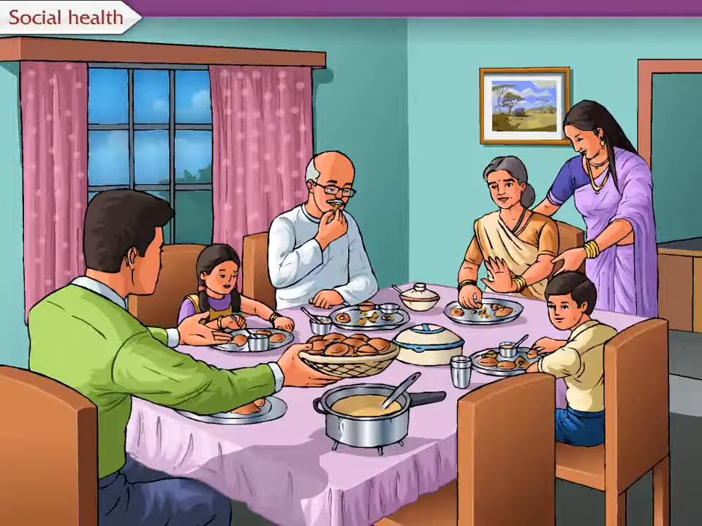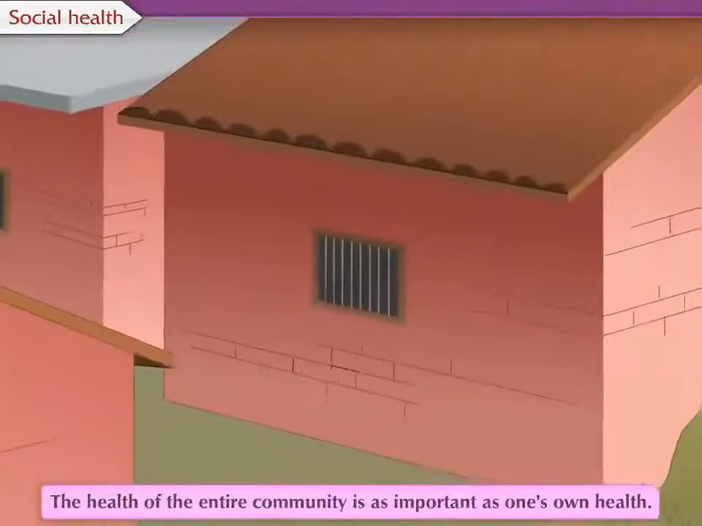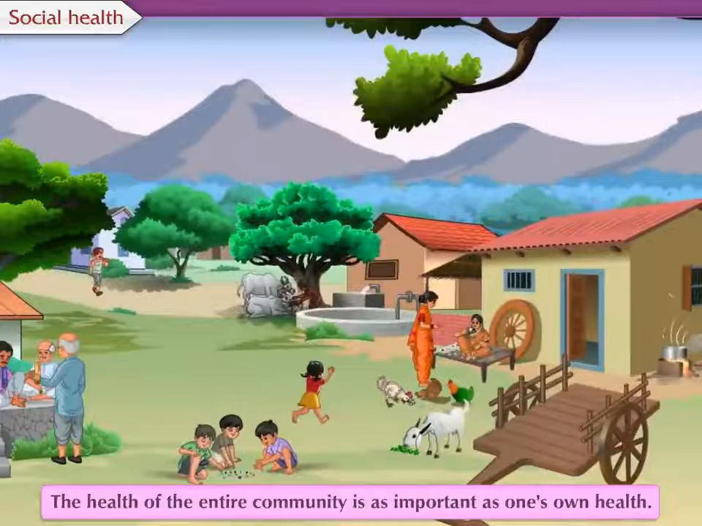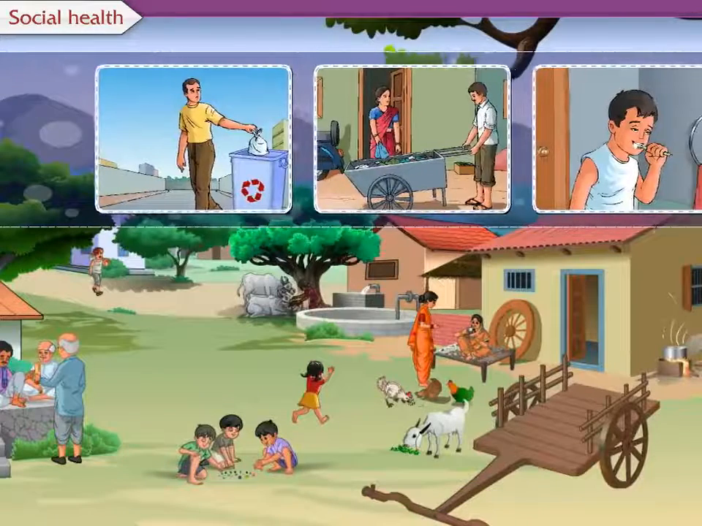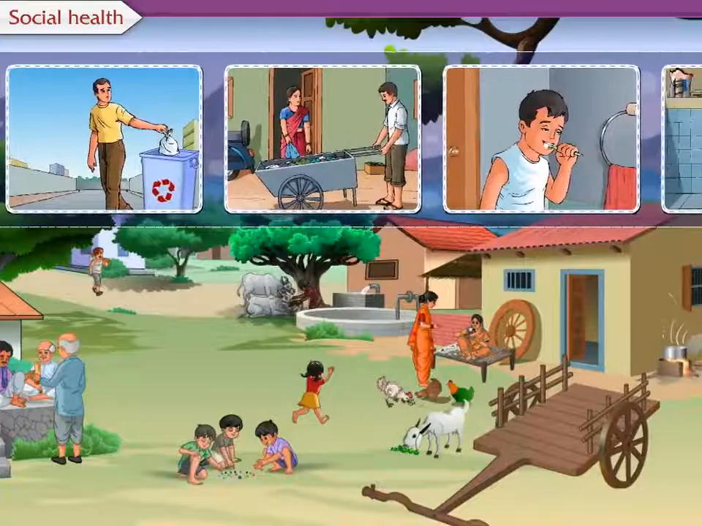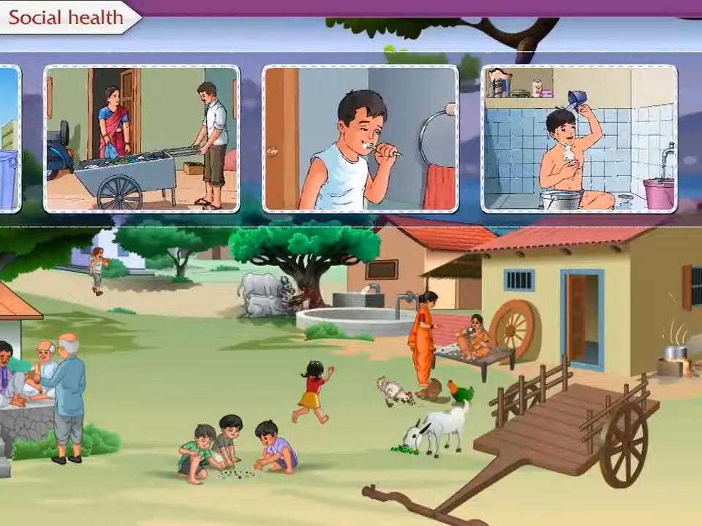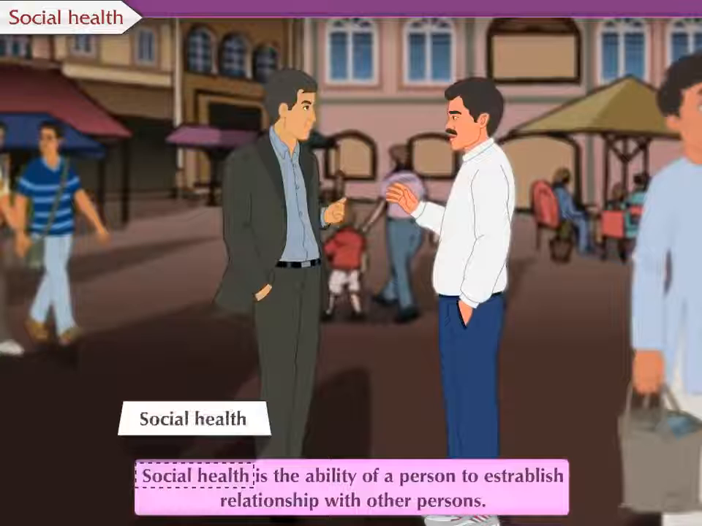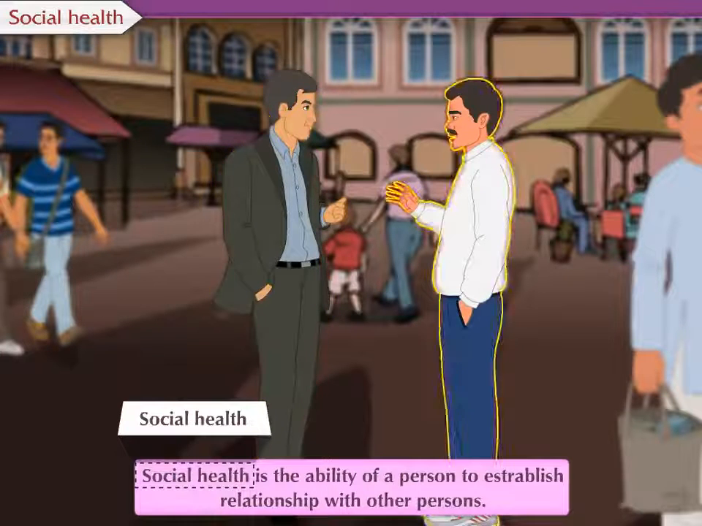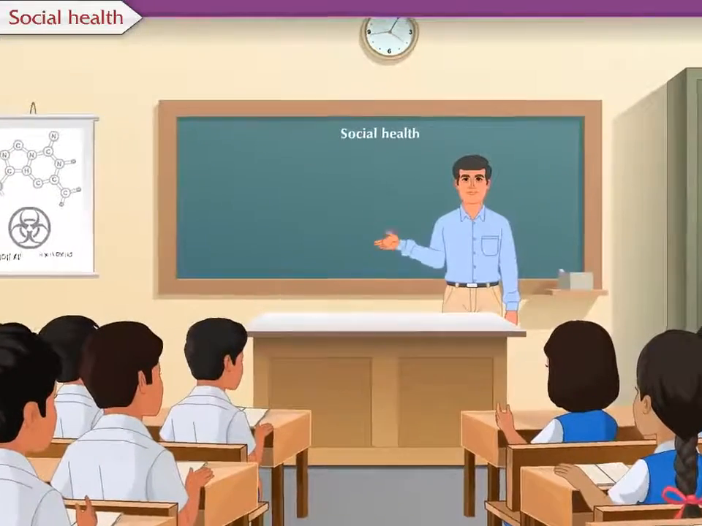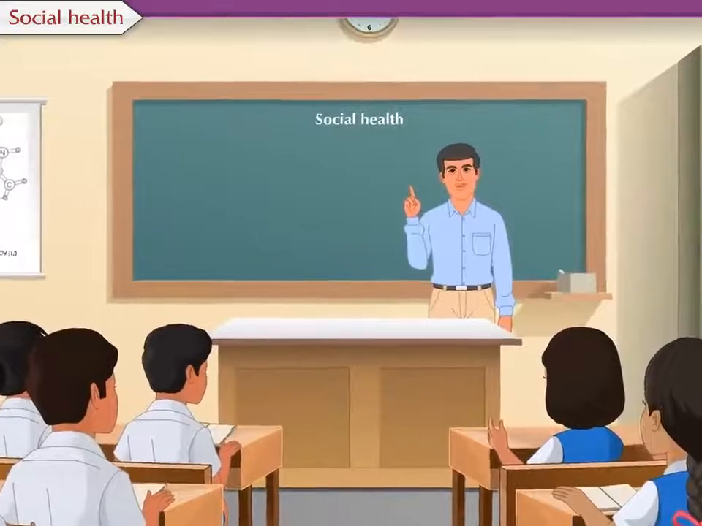Social health. We all agree to this fact that the health of the entire community is as important as one's own health. Good social health can be achieved through habits of cleanliness and good health on the part of all individuals in a community. Social health is the ability of a person to establish relationship with other persons. Come, let us begin with a detailed study of this concept with the help of an activity.